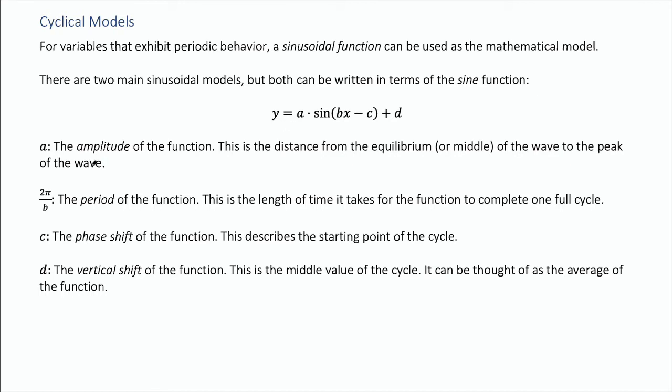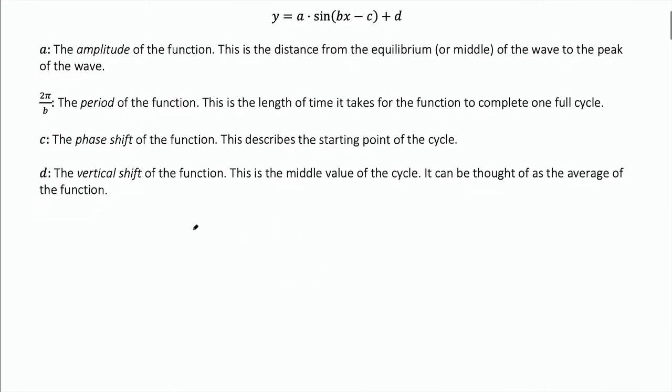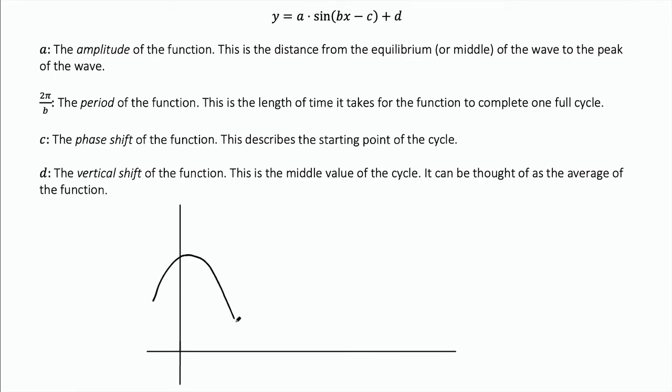First of all, A is the amplitude of the function. I'm going to come down here and sketch a graph real quick. A sinusoidal function is going to look something like this. Excuse the imperfect drawing, but that's the idea. And there's this line that we're bouncing around.